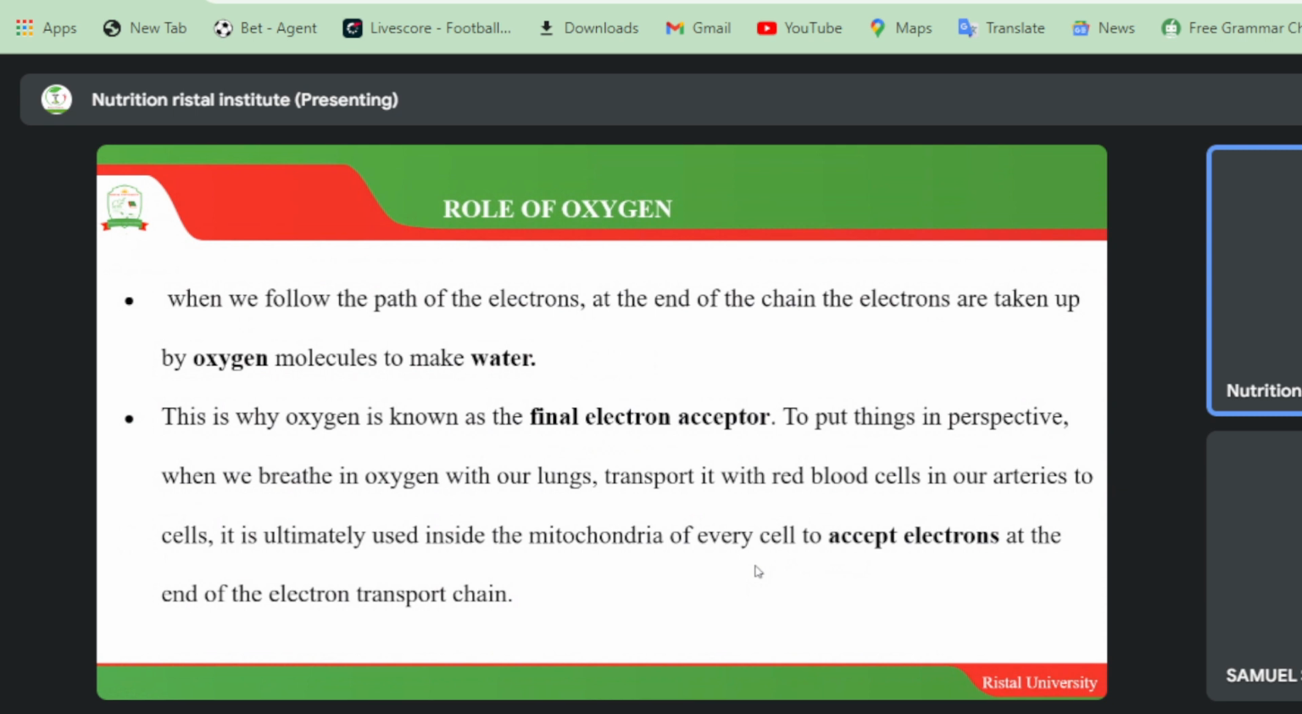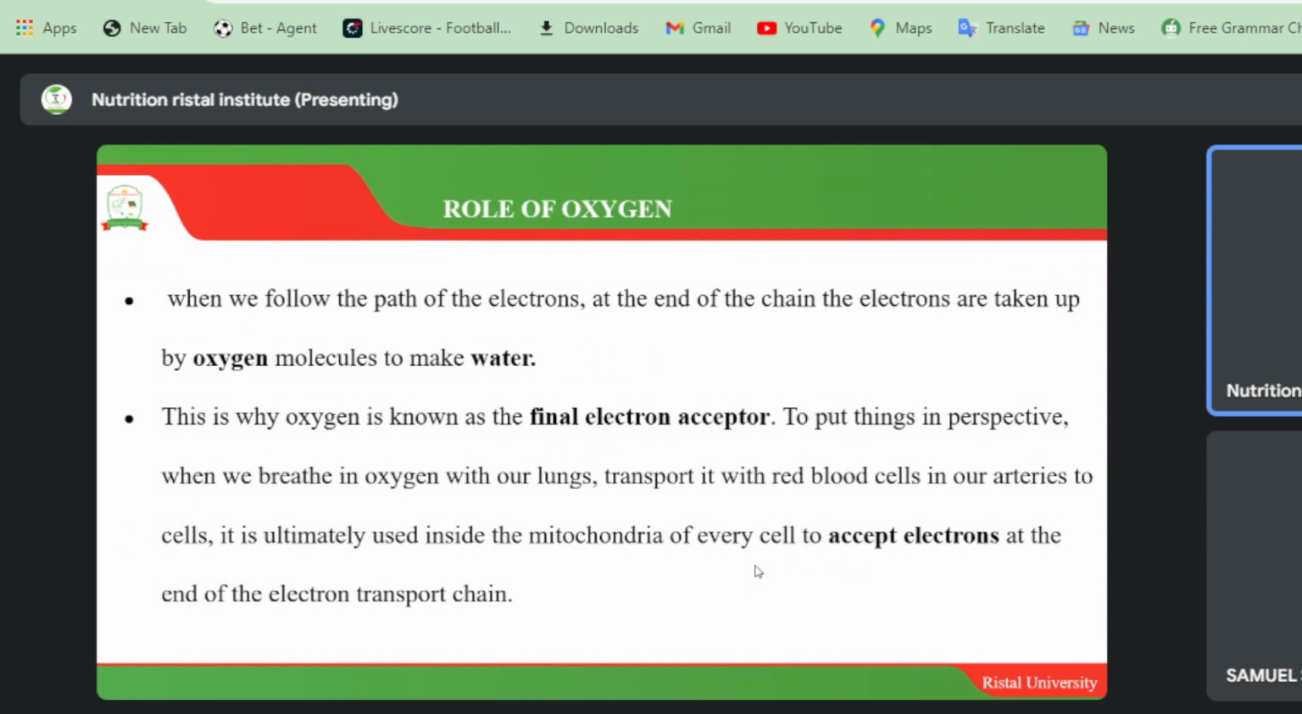Meaning in every cell the electron transport chain is occurring. So as you breathe in right now, the oxygen dissolves in the lungs, gets absorbed, and is transported by the red blood cells to the site of use. And then the electron transport chain is happening in the cells, producing all this energy. What happens?